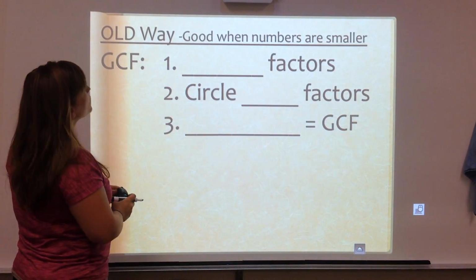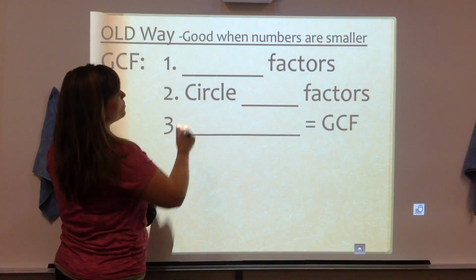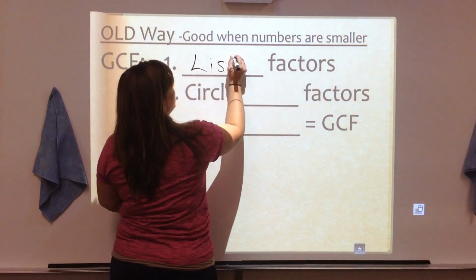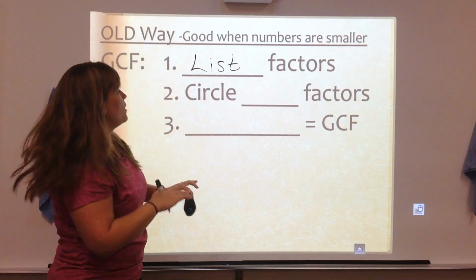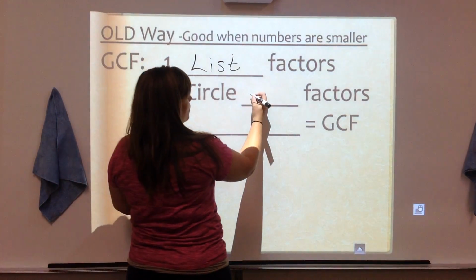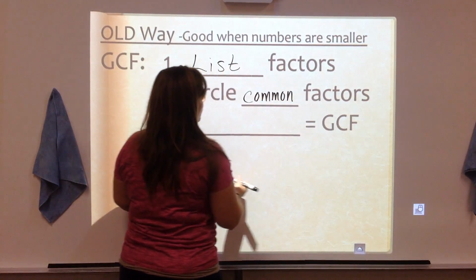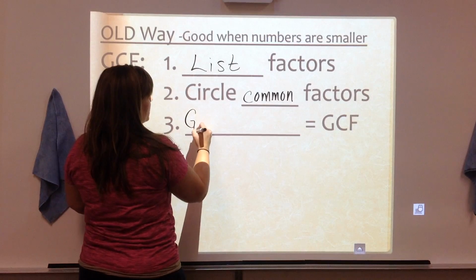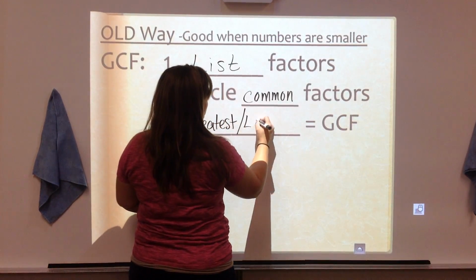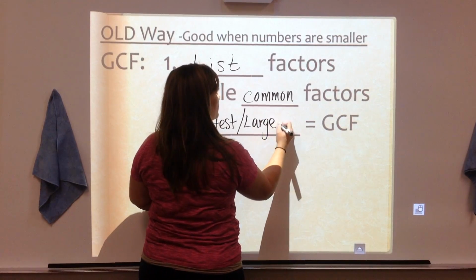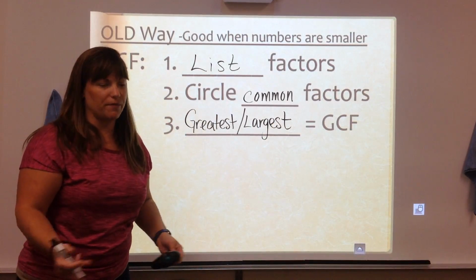So to find the GCF the old way, you're going to list all your factors out. I like to call it a factor rainbow. And then you're going to circle the common factors. And then the greatest, or the largest, whichever floats your boat, the largest number that's the same, that's the greatest common factor.